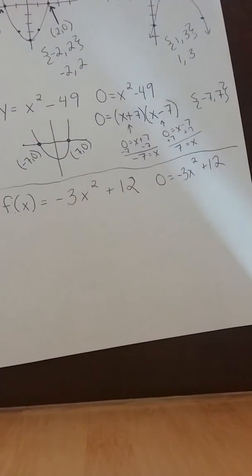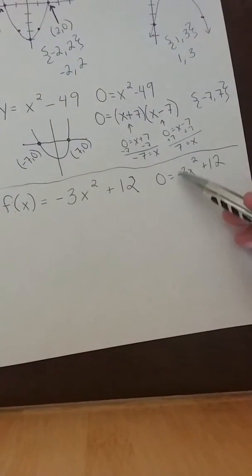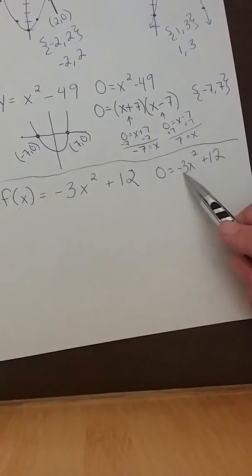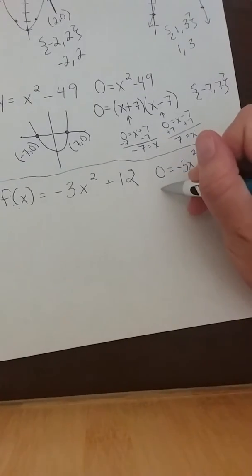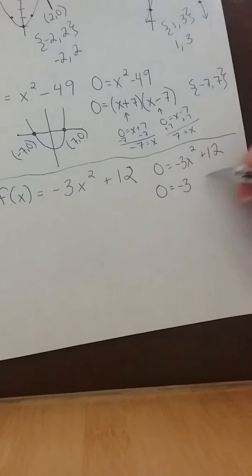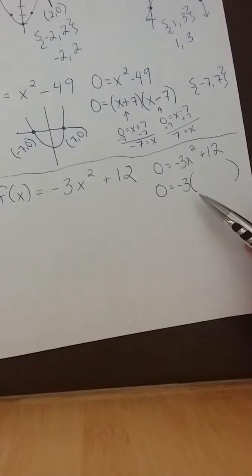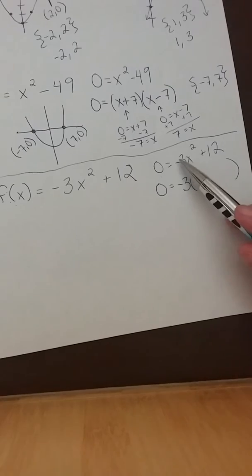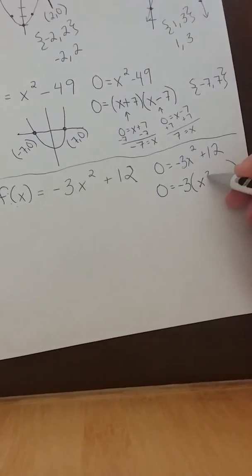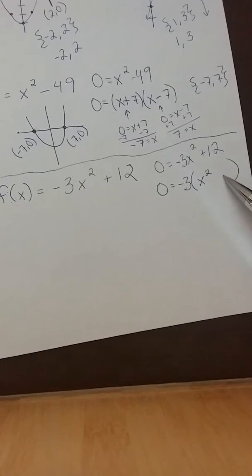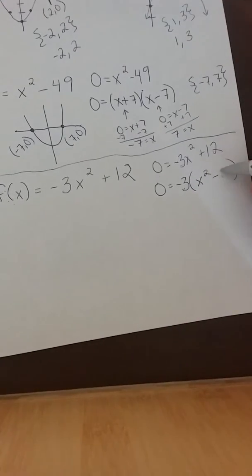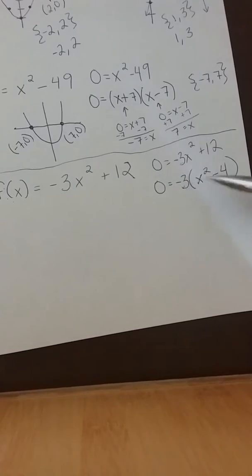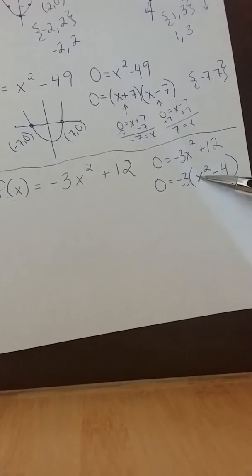Now again, I can factor this to solve it. When I'm factoring this, the first thing I should do is look and see if there's a common factor. These two numbers do have a common factor. They can both be divided by -3. So I'm going to rewrite this. I'm going to put -3 outside the parentheses. -3 times x squared would give me -3x squared. And -3 times -4 would give me positive 12. So after I factor out my common factor, my problem is 0 equals -3 times the quantity x squared minus 4.